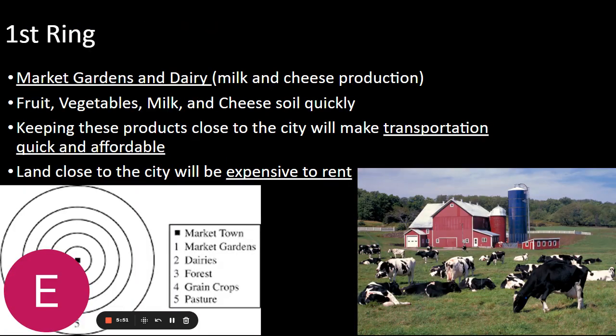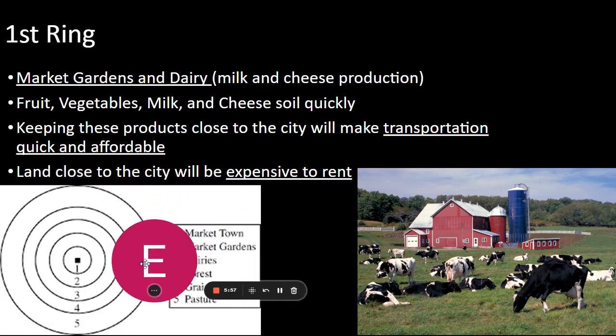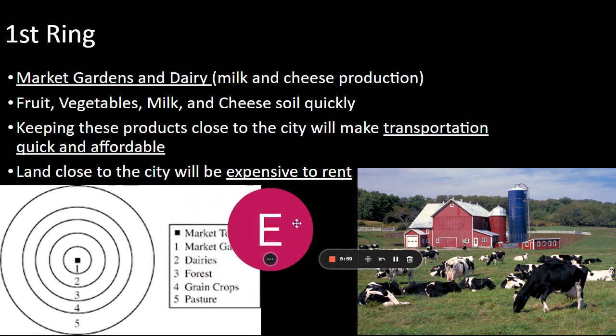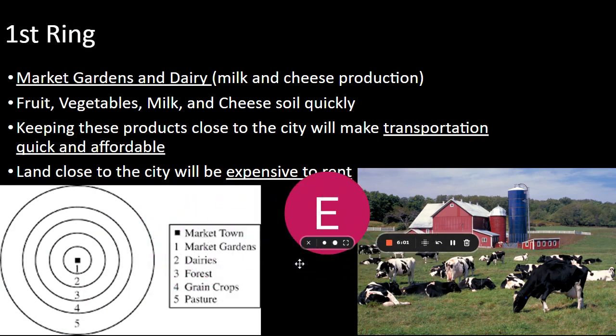All right, the first ring again. So I'm going to move this giant E. The giant E. Come on, E. This E. There we go. Cool.